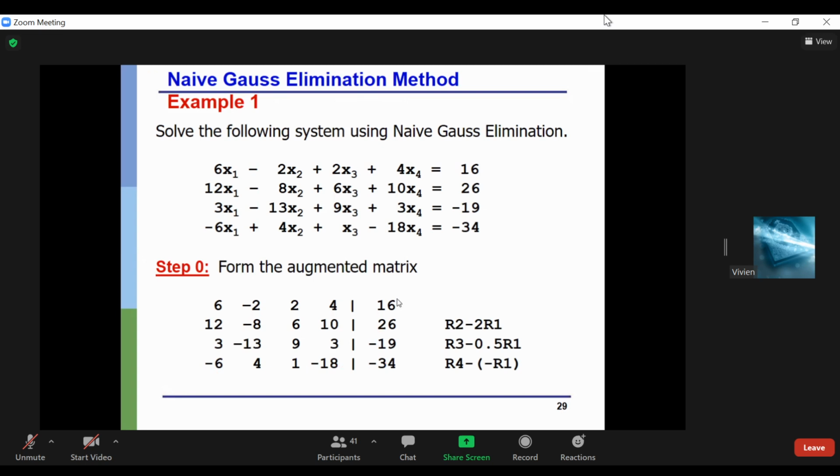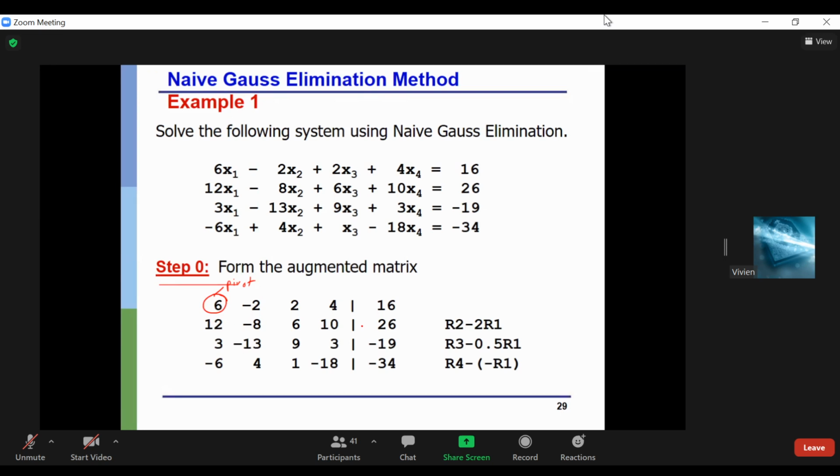Now we want to make 0 for the first column. And we choose the first element here as a pivot. So how to make that 0? To make that 0, we subtract from the second row. R2 is the second row. We subtract from the second row 2 times the first row.